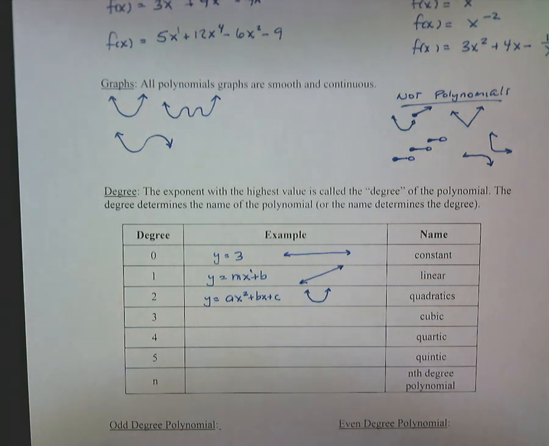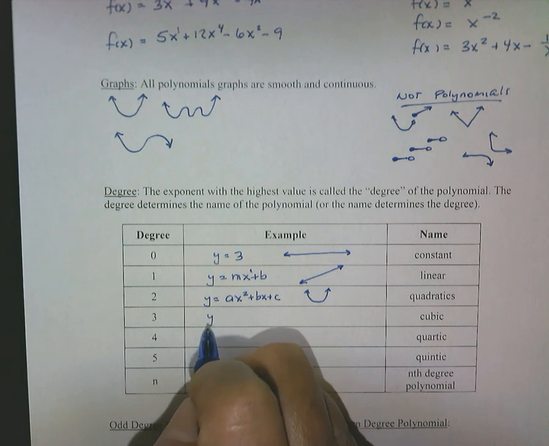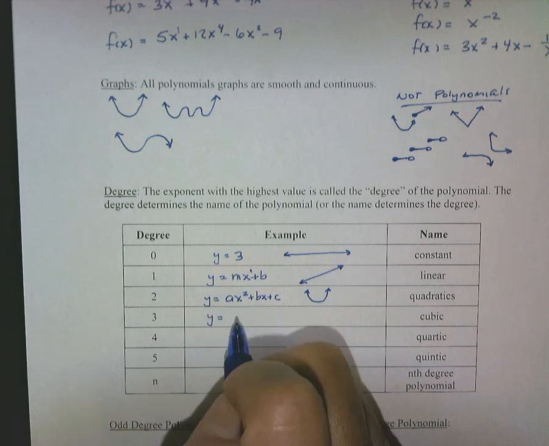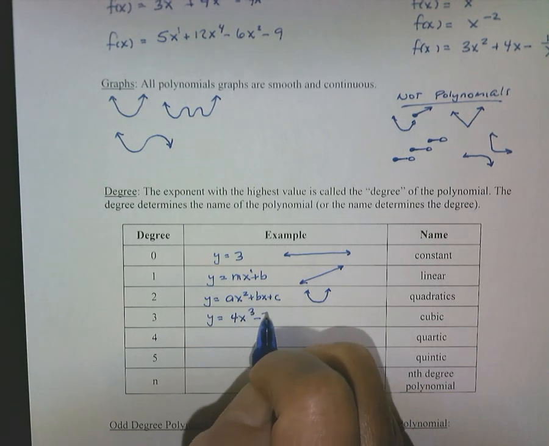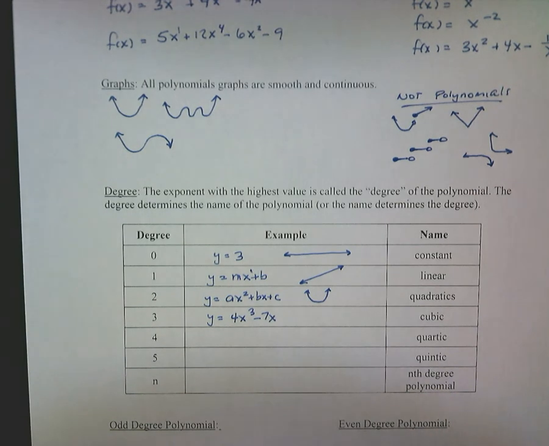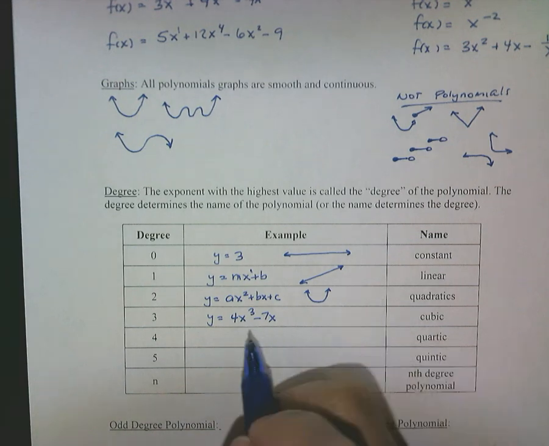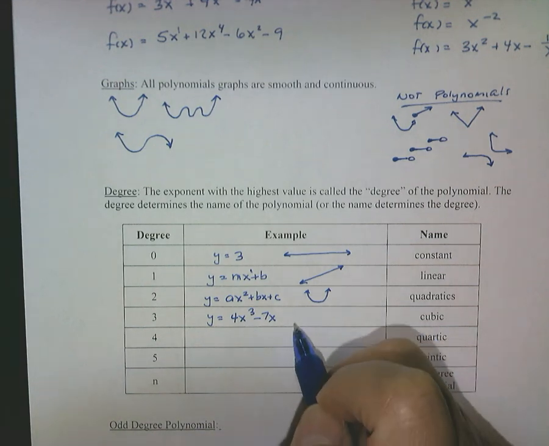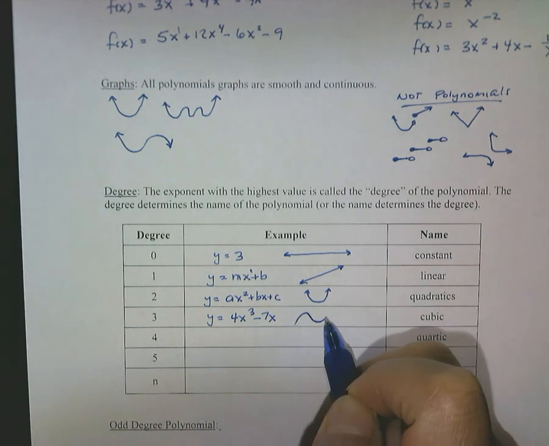But now you start seeing a pattern. Let's do one more and then I'll talk about this pattern. If I had y equals 4x cubed minus 7x, it doesn't matter how many terms there are. I just look at the largest exponent. That largest exponent is the degree. So now a cubic, this is called a cubic, tends to look like this.